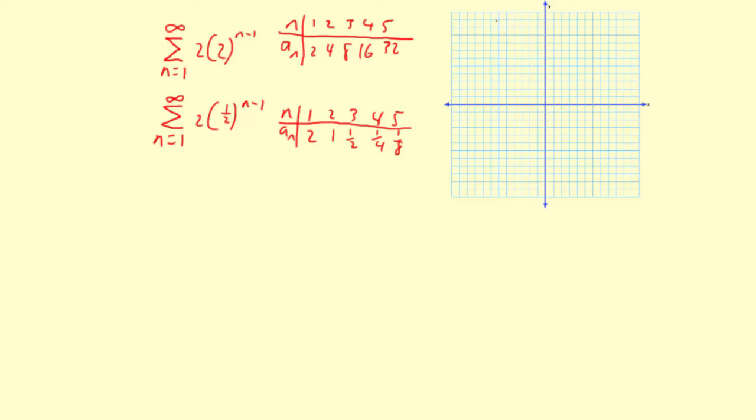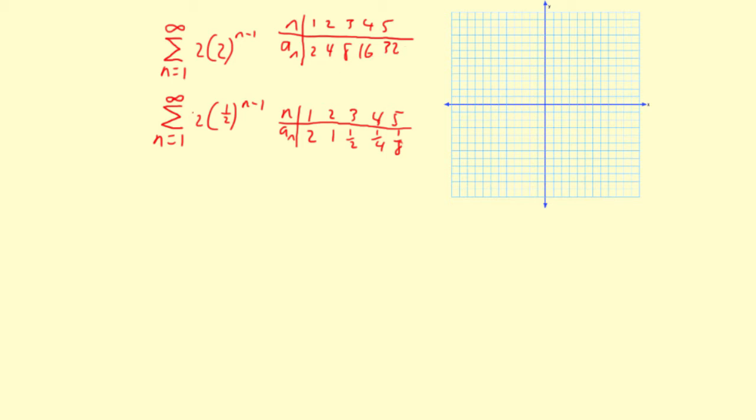So the big picture for this lesson is infinite geometric series and their sums. Here I have two infinite geometric series. The first one has the rule 2 times 2 to the n minus 1 power, and you can see the first terms in the table. The a sub n increases, multiplying by 2 each time, which you would expect, and the terms are increasing.